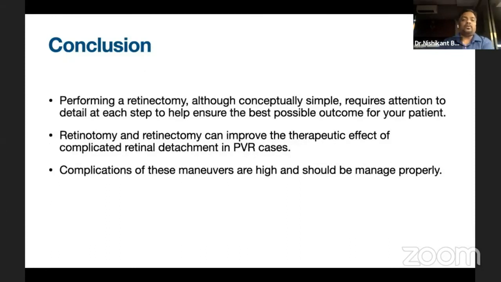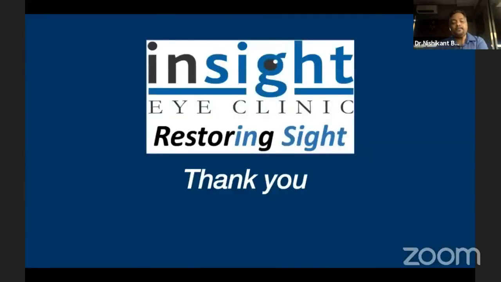So just to conclude, performing a retinectomy, although it is simple in concept, requires a lot of detail and a step-by-step way to ensure the best possible results. The retinotomy and retinectomies can improve the therapeutic effect in a complicated retinal detachment, especially in PVR cases. But there are too many complications with this maneuver, and therefore you have to be very careful while performing these.